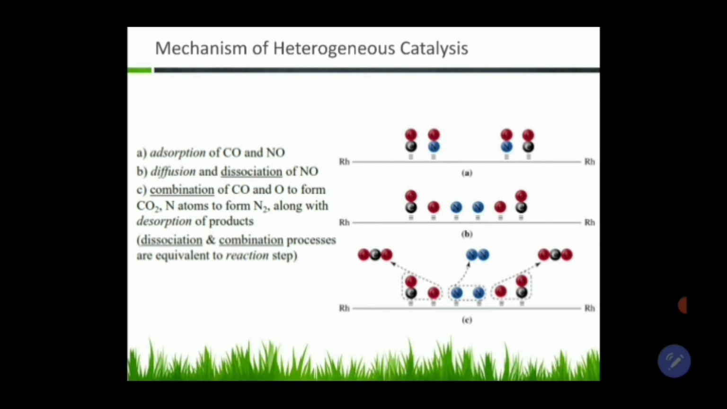What is the mechanism of heterogeneous catalysis? The carbon monoxide and nitrogen monoxide get adsorbed on the surface of the rhodium catalyst. Then they diffuse close to each other. Once they come close to each other, the combination reaction happens, forming carbon dioxide from carbon monoxide and oxygen, and nitrogen to form N2, along with the desorption process. Once the products are produced, they no longer stay on the surface of the catalyst, and the dissociation and combination processes are equivalent to the reaction step.